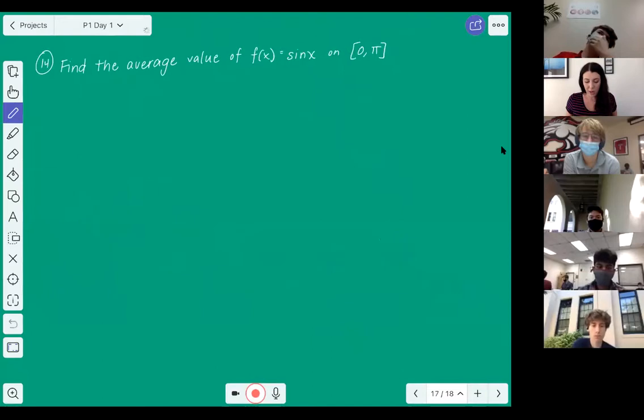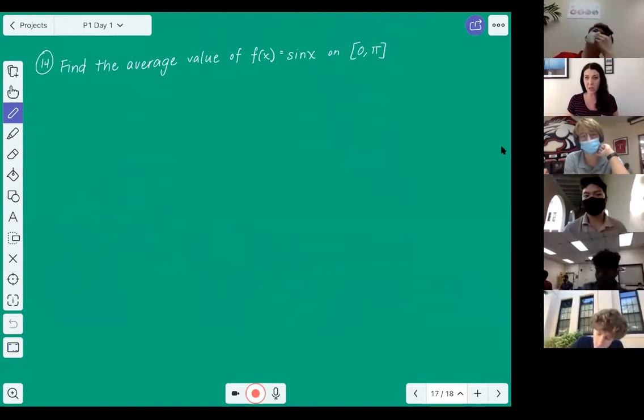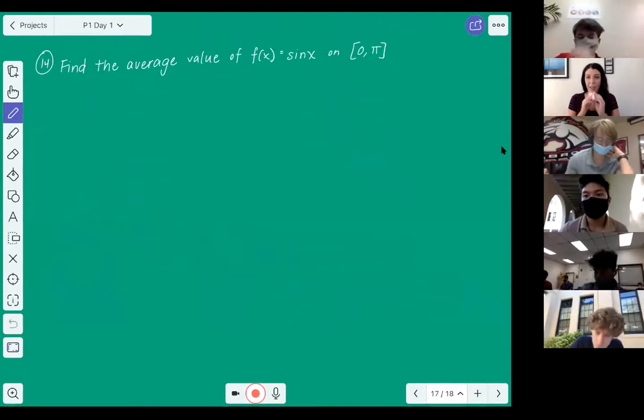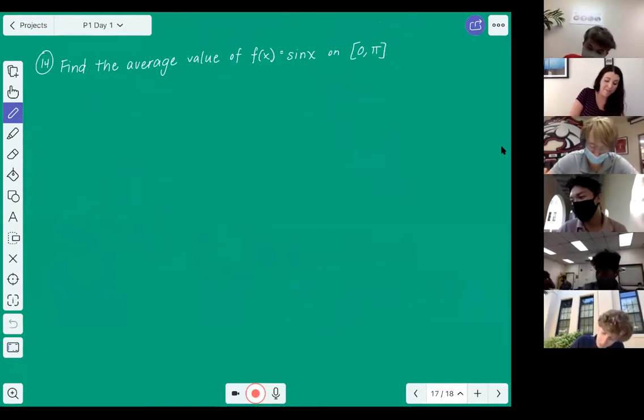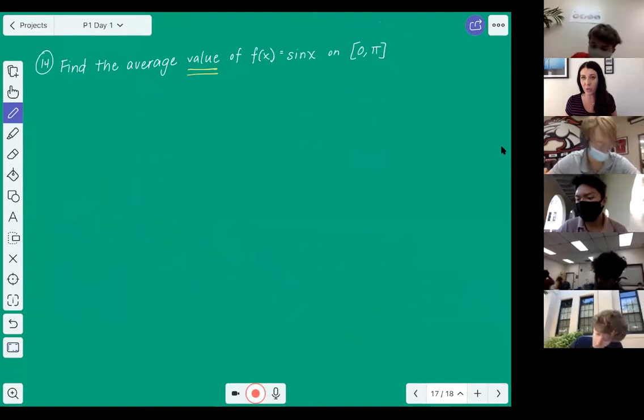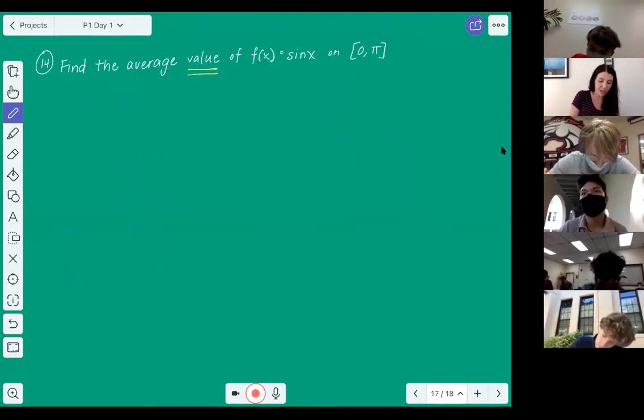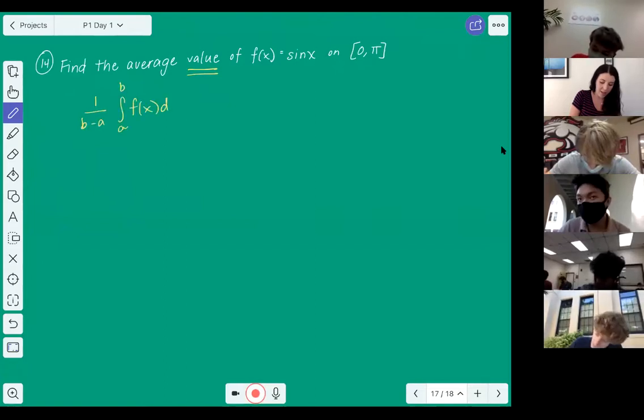All right, let's do another one. This says find the average value of f of x equals sine x on 0 to pi. Remember, the equation for average value is different than the equation for average rate of change. So it's important we read this correctly. Average value is 1 over b minus a, the integral from a to b of f of x dx.